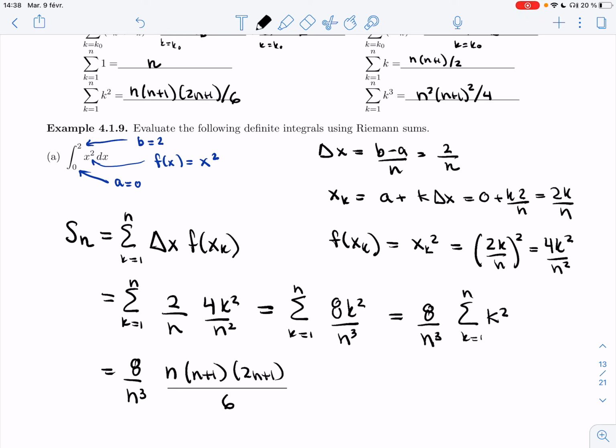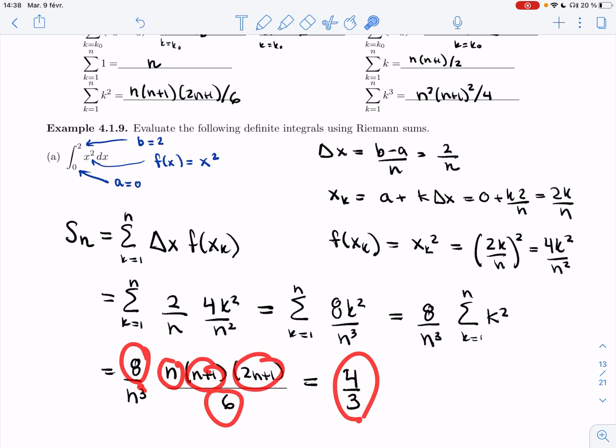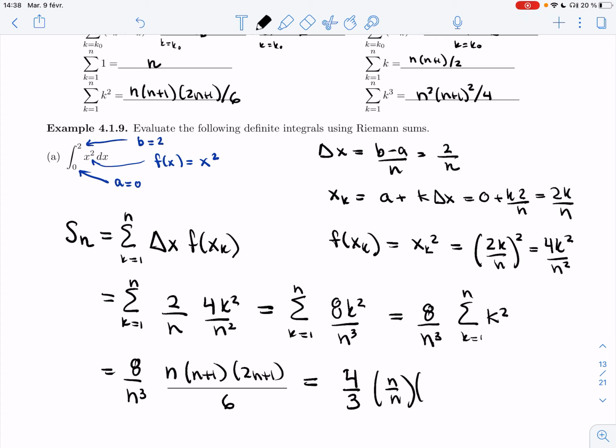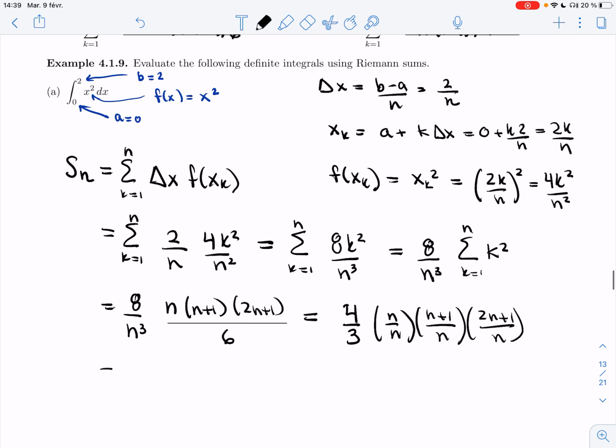I want to take the limit of this. So before I put the limit, I'll simplify it. I'll put the constants in front. So I had 8 over 6. That becomes 4/3 when I cancel the common 2. And then I have 3 terms here, and I have 3 n's here. So I'm going to pair them up like this, and I'll divide. So I'm going to get 4/3 times 1 plus 1 over n, times 2 plus 1 over n.